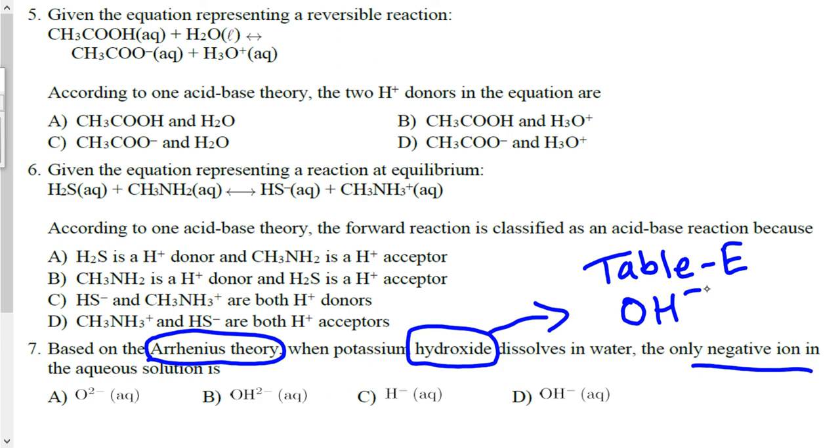Potassium hydroxide is a base that can be found in table L, common bases. And if you dissolve any base in water, it will produce hydroxide ion. Right? Some bases, not all of them. So therefore, the correct option would be option D for this question.